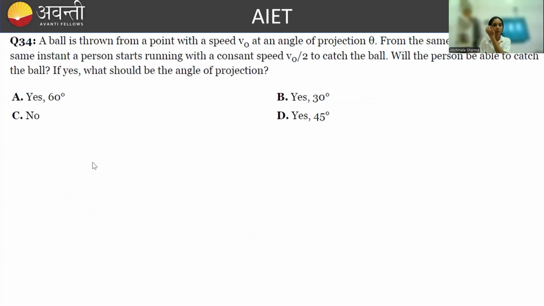Now, a ball is thrown from a point P with a speed v naught at an angle of projection theta.